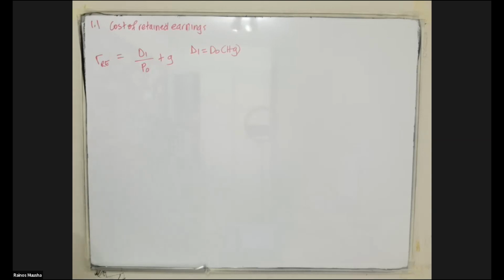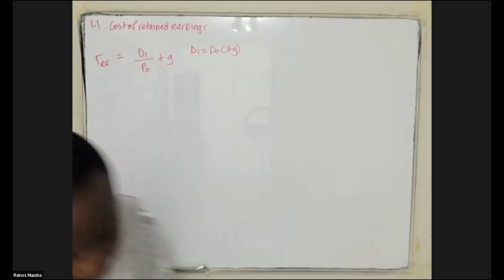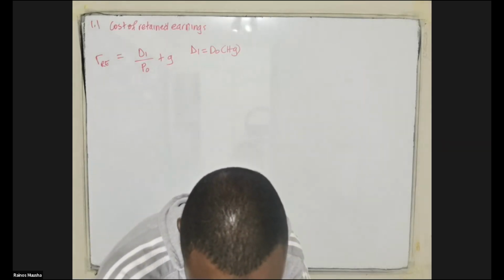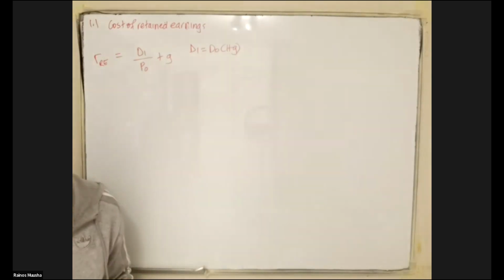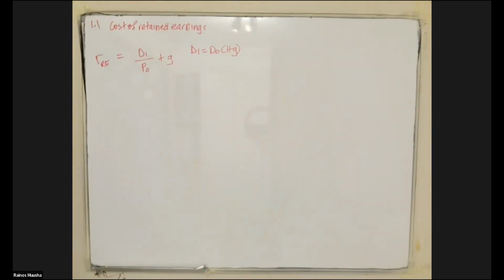Now if we check the question, they tell us that the company paid a dividend of $2.35. That's our D0. Then they say the market price of the ordinary shares is 55. That's our P0. They also tell us the growth rate. When they talk about the underpricing and inflation cost, that's when you're issuing new shares. So we already have all the information we need to calculate the cost of retained earnings.